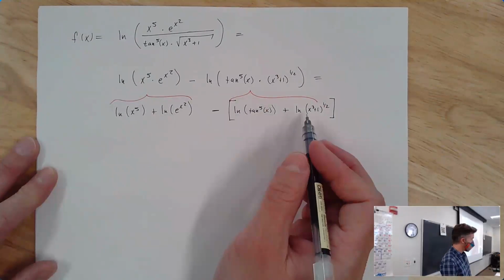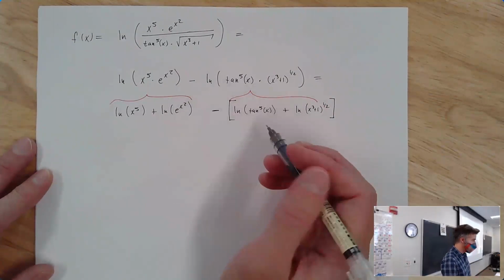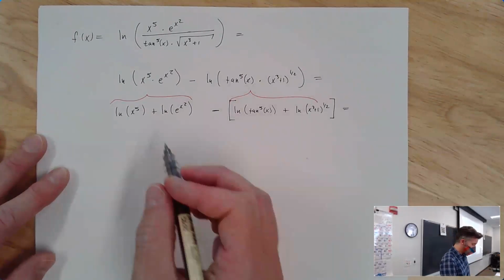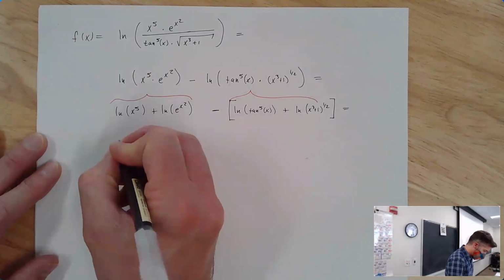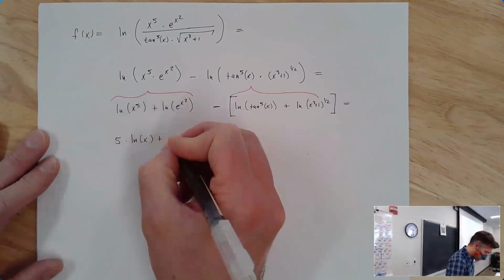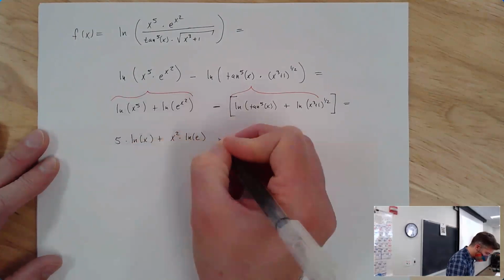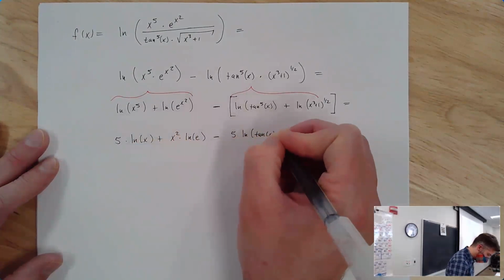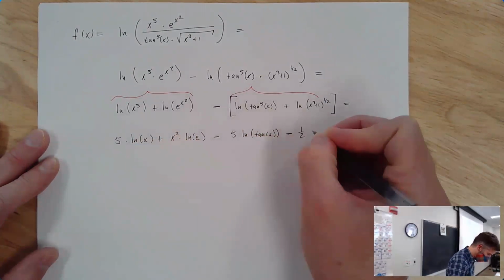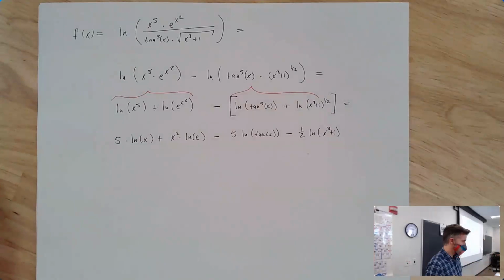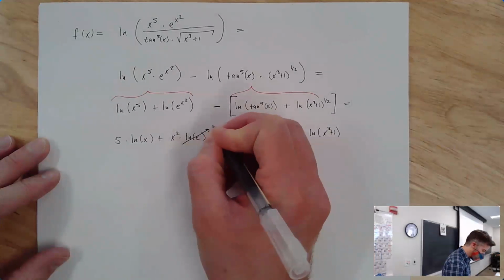And then when we distribute the minus sign, the bottom factors are going to have negatives in front of their natural logs. So I'm going to do 2 things at once. I'm going to bring down all the powers. It's going to be 5 times natural log of x plus x squared times natural log of e minus 5 times natural log of tangent of x minus 1/2 times the natural log of x cubed plus 1, because the minus sign distributed. And with one small exception, that's as simple as it gets. Small exception being natural log of e is just 1.